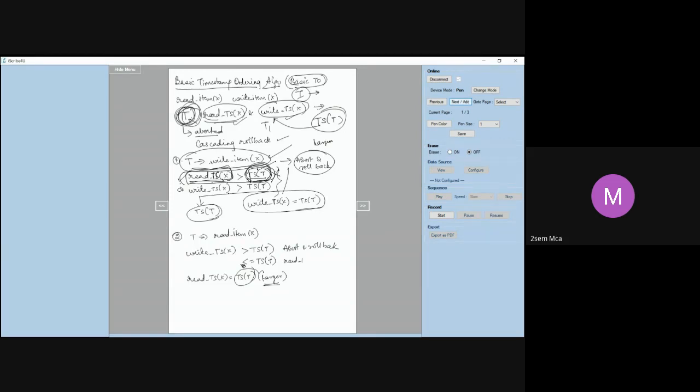The same thing holds with write also. Whenever you want to do a write operation, this is what you have to check. If this condition is not satisfied, that means it is less than or equal to, then you can allow the write operation to happen. But once you finish the write operation, you have to set the write TS of X equal to the timestamp of the transaction which did the write. That new transaction will become the youngest transaction now.